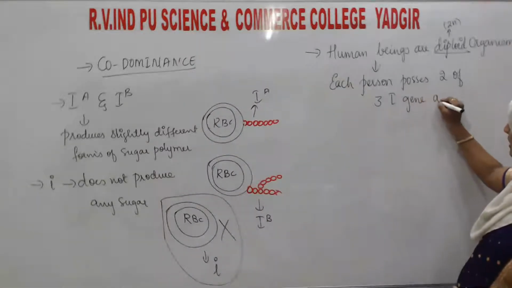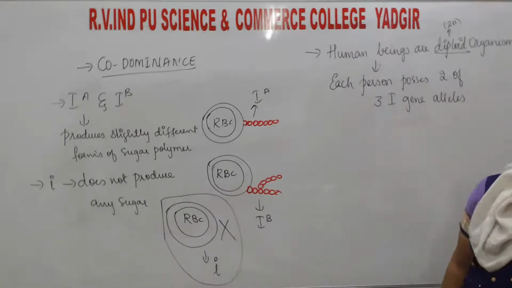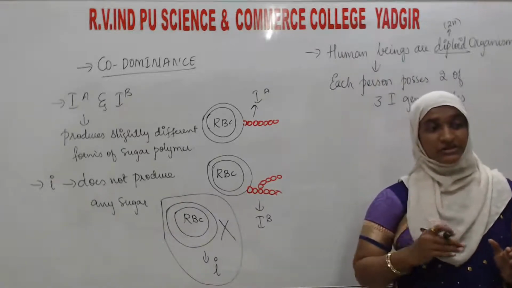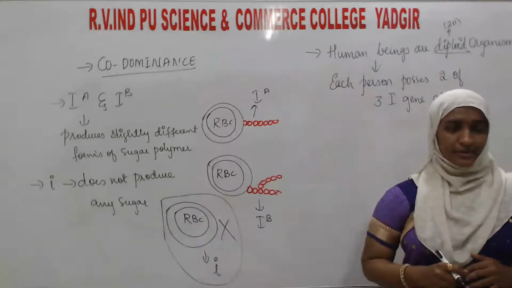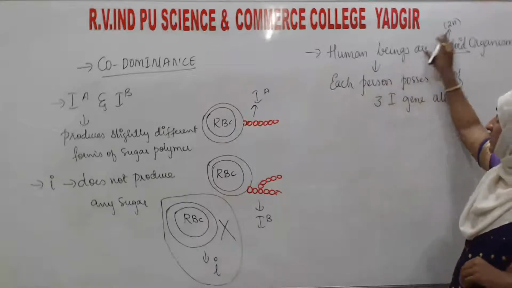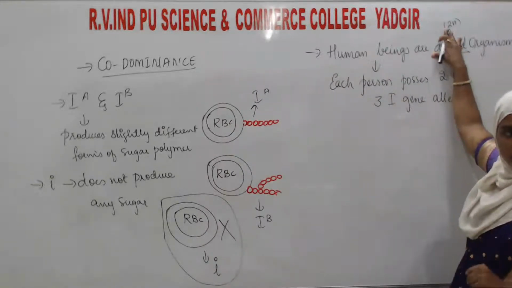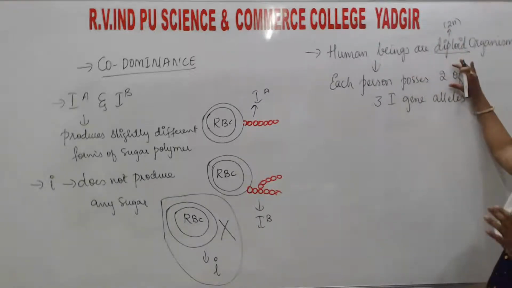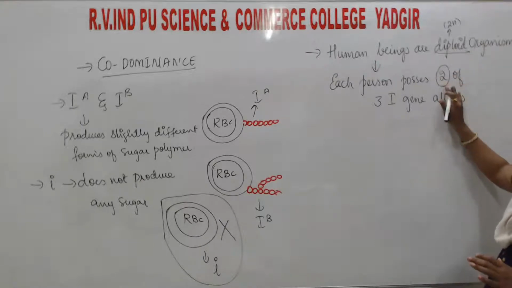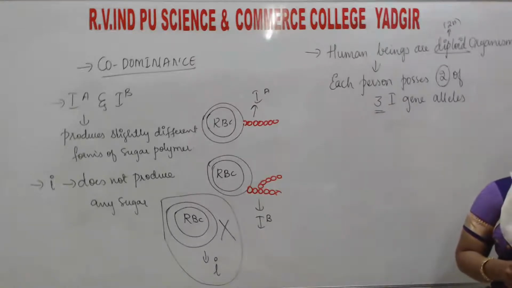Gene alleles. Each person will possess two genes in which there will be the presence of three alleles. See here, human beings are diploid, which contains two sets of chromosomes. So each person is going to possess two genes. Among the two genes, how many alleles are there? That is, three alleles are there.